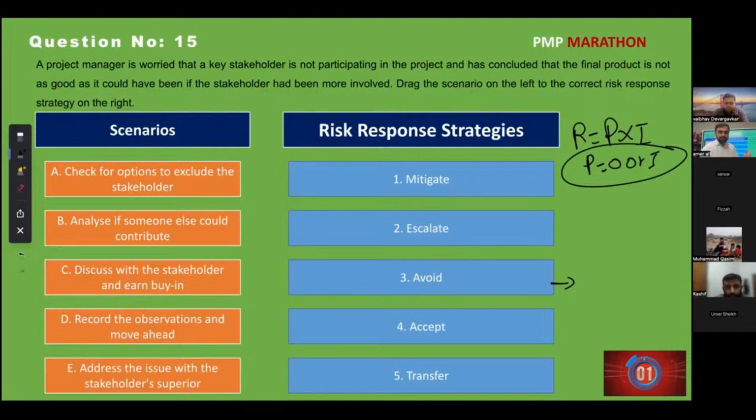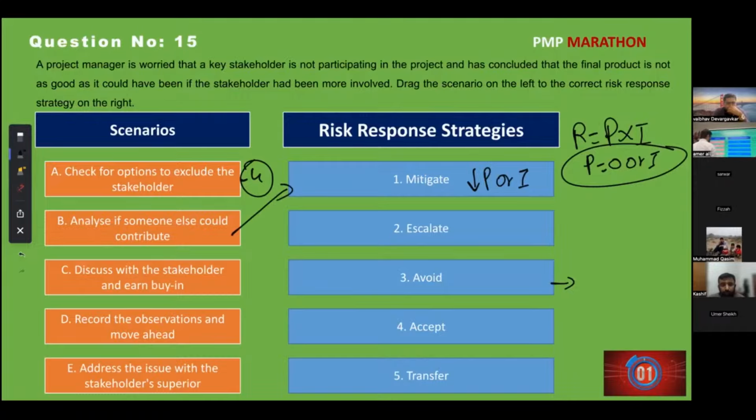Yes. There is a snake, you kill the snake so that the snake never becomes a problem. I gave you guys a bee example, that the bee bit me, I killed it so that it cannot damage my son. So that was avoiding the risk. That risk never happened. Check the option to exclude the stakeholder. This is avoiding. You're making sure that the risk never happens. What is mitigation? Mitigation is decreasing the probability or impact. Correct. If someone else can contribute.